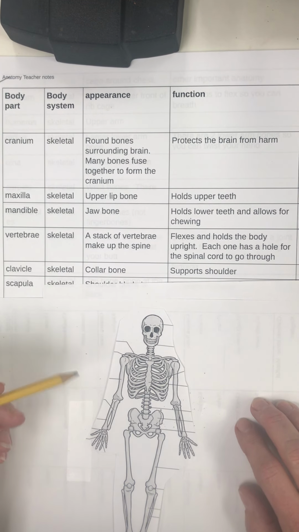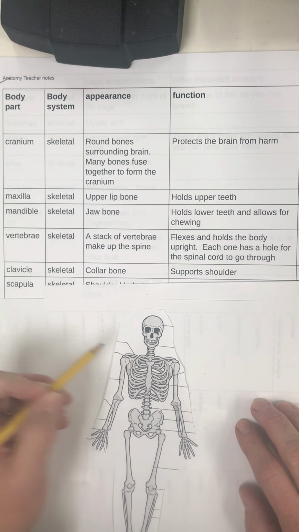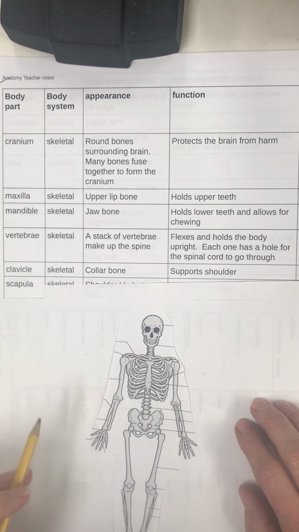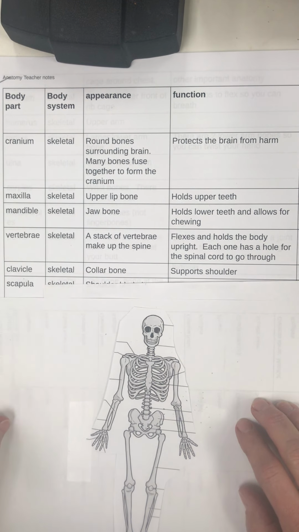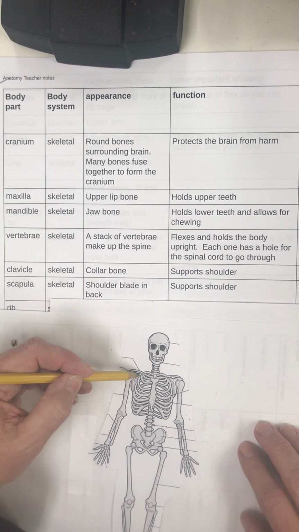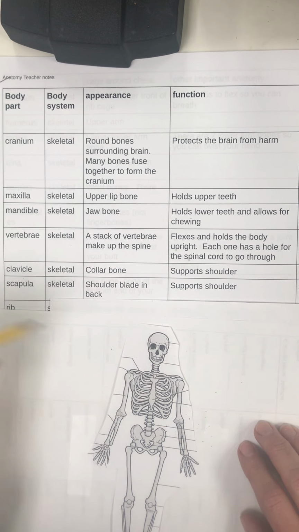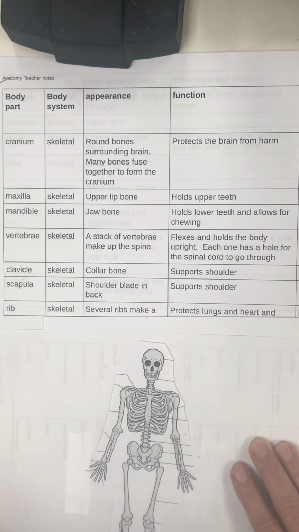The clavicle is the collarbone. It's this bone right here, and it supports your shoulder. The scapula is your shoulder blade. It's actually in the back, but you can see it here from the front. You can see your scapula on both sides from the front. It's the shoulder blade in the back, and it supports your shoulder.